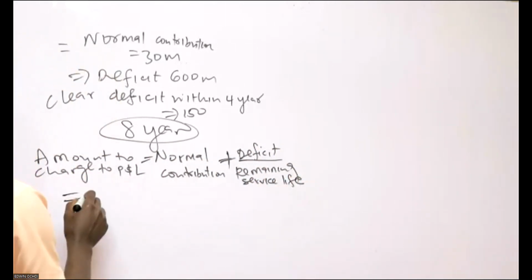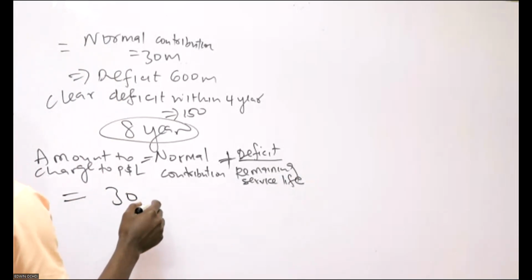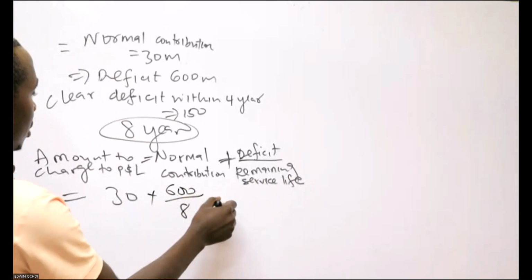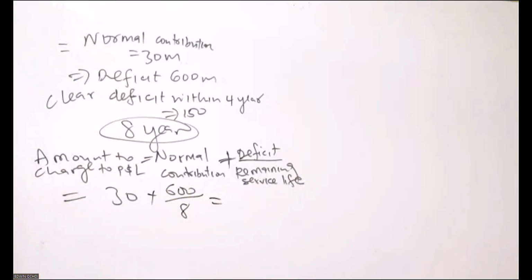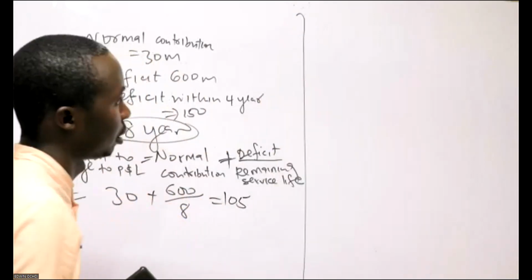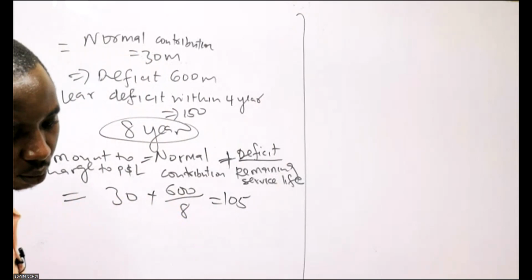So we know that the normal contribution is 30, the deficit 600 divided by 8. So the amount to charge to P&L is 600 divided by 8 plus 30. 105. So we have 105. But what the examiner was in need of is all about, we show what?